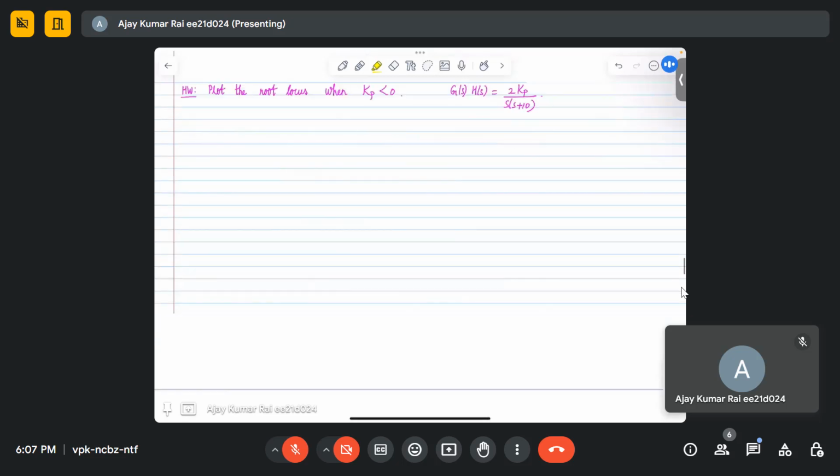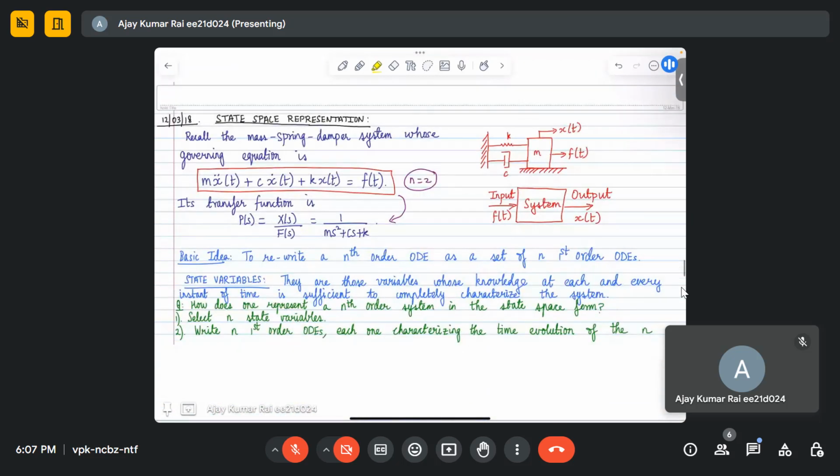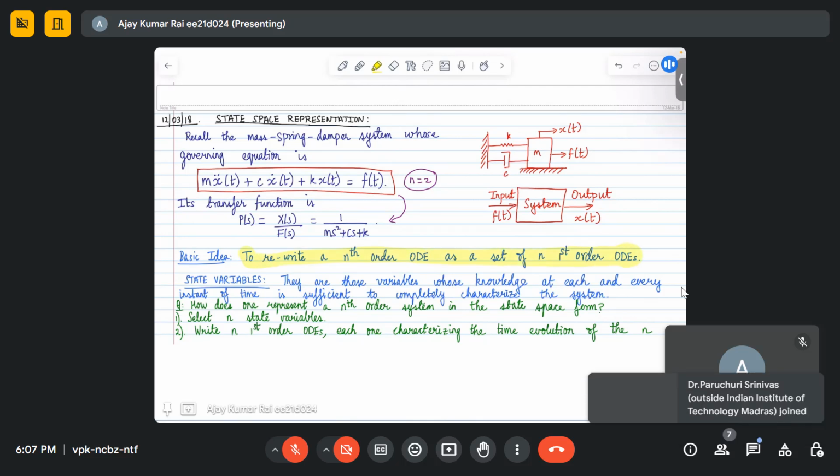So this is what we have seen. Again, we have seen the state space representation. This is one of the alternative methods to design the controllers. We are not studying this in detail, we are just using the transfer function approach. Basically we are given an equation and we try to write that equation as n first order ODEs. Suppose we are given a second order ODE, then we convert it into two such first order ODEs.